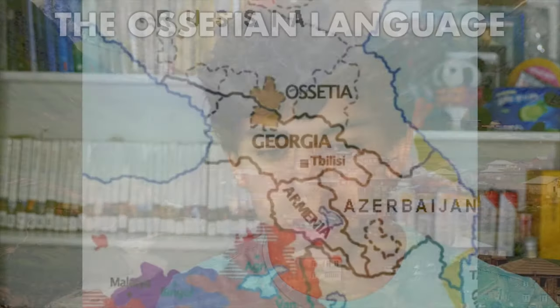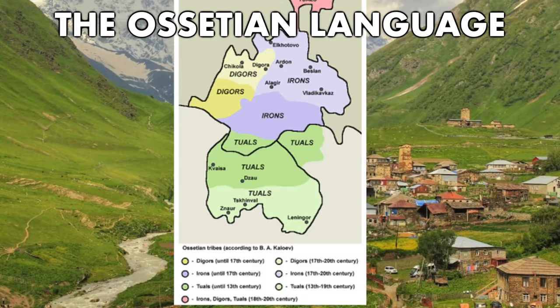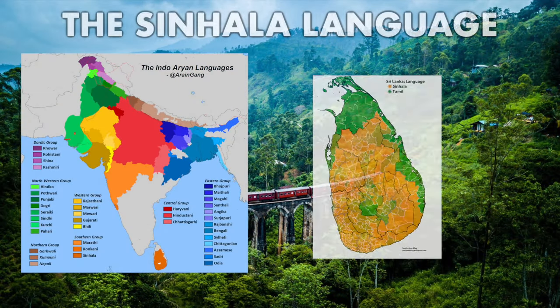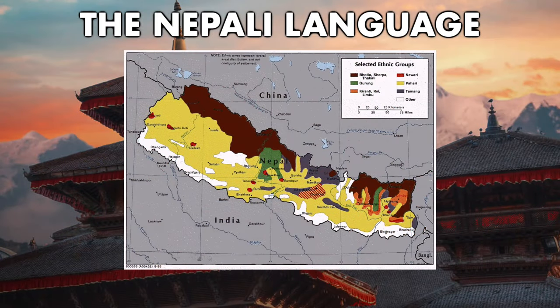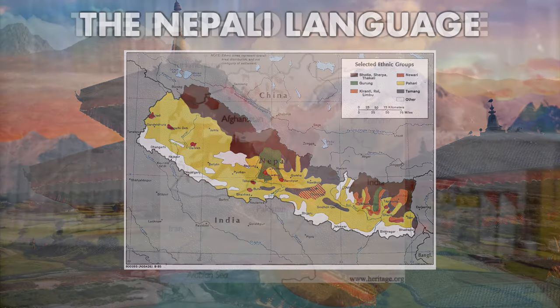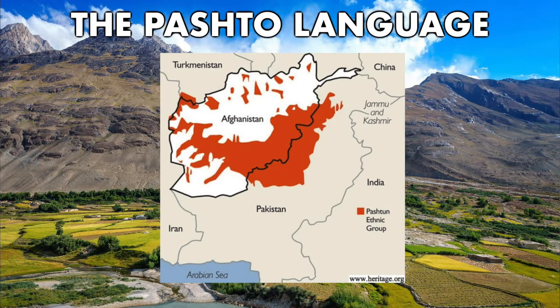Some very unique instances of Indo-Iranian languages are the Ossetian language, which is spoken near Georgia and in Georgia, and also in the North Ossetian district of Russia. And then there's also the Sinhala language, which is spoken as the principal language in Sri Lanka, way down in South India. And then there's also Nepali, the national language of Nepal, spoken by the majority of its citizens. And of course, there's also Pashto, which is spoken in Afghanistan alongside Persian/Farsi.